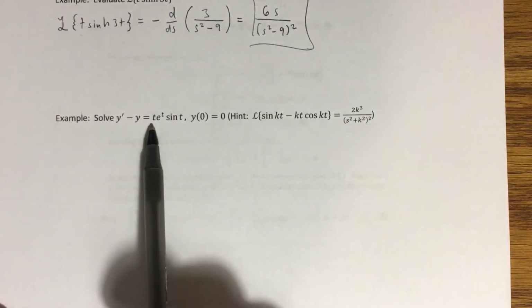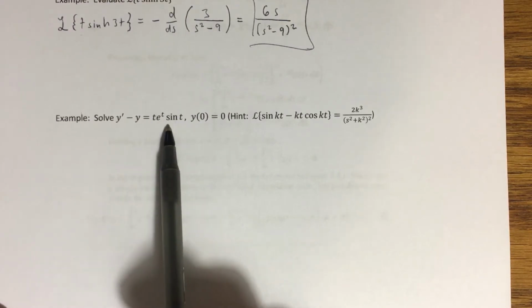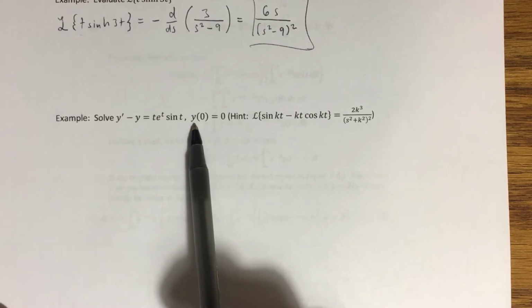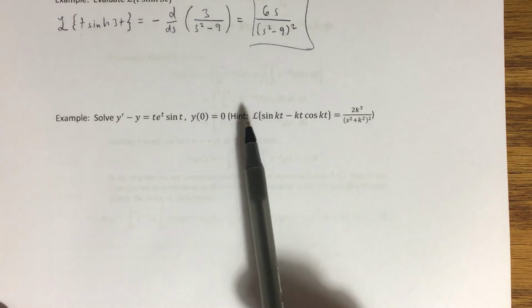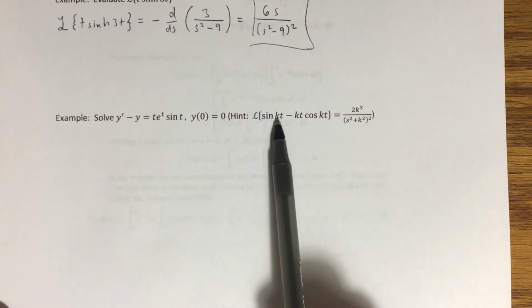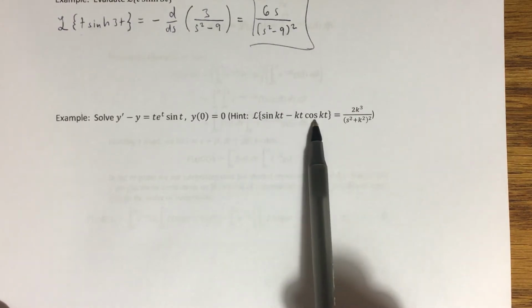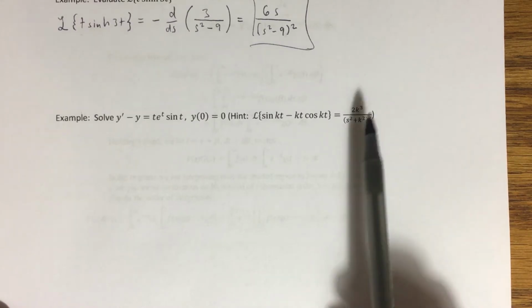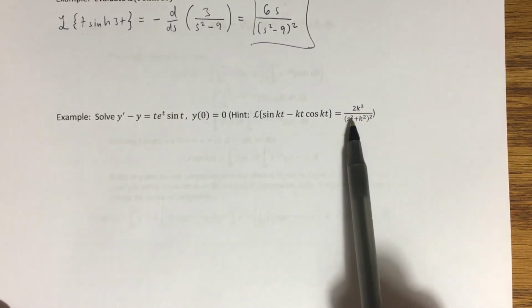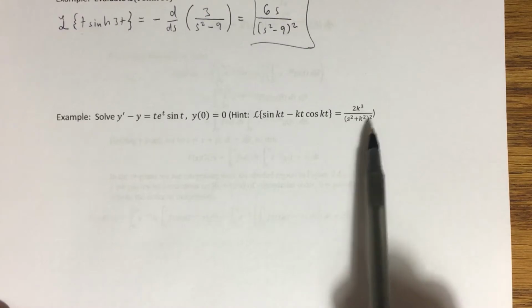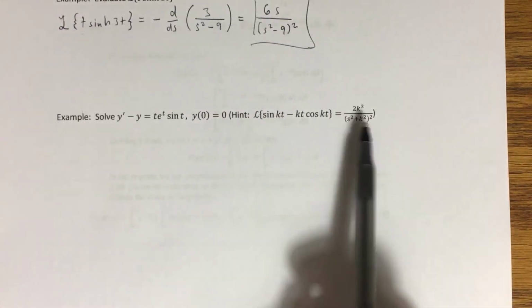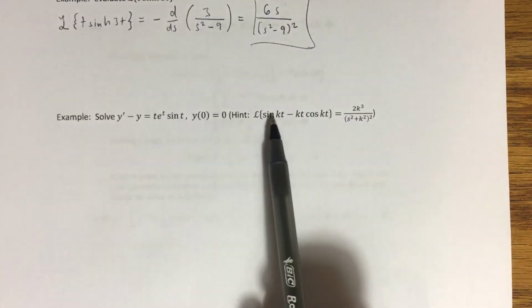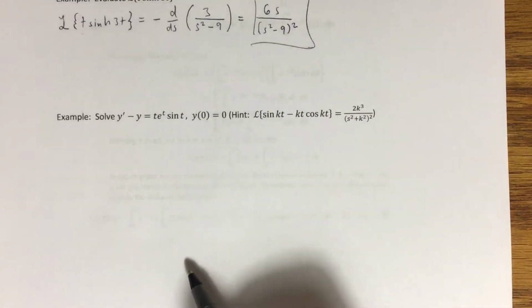We want to solve this first order DE. y prime minus y equals t e to the t sine of t, and we have the initial condition y of 0 equals 0. And notice this hint here. Hint: the Laplace transform of sine of kt minus kt cosine of kt is equal to this expression, 2k cubed over s squared plus k squared quantity squared. So the fact that that's showing up as a hint means we will most likely need to use that somewhere, so we should expect to see an expression of one of these two types showing up at some point.